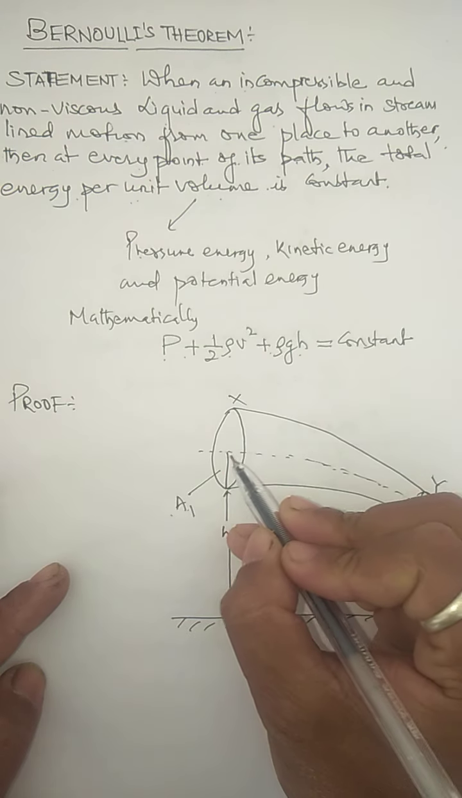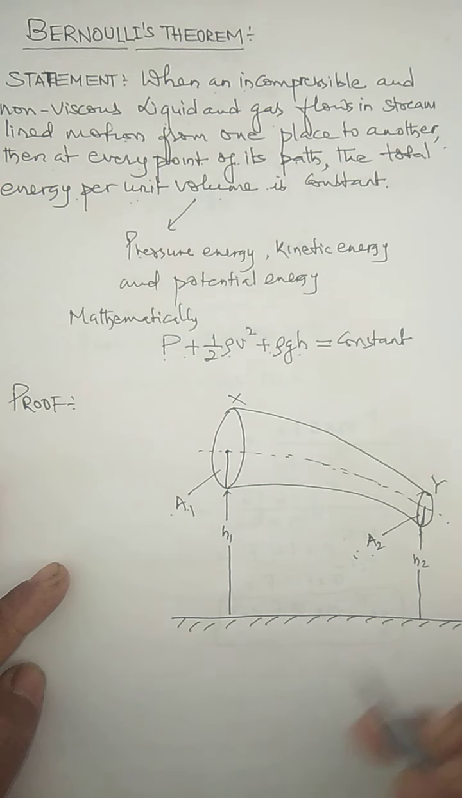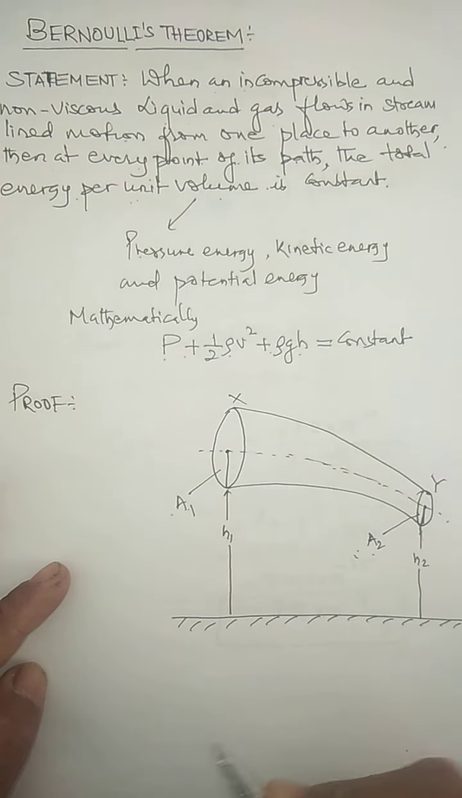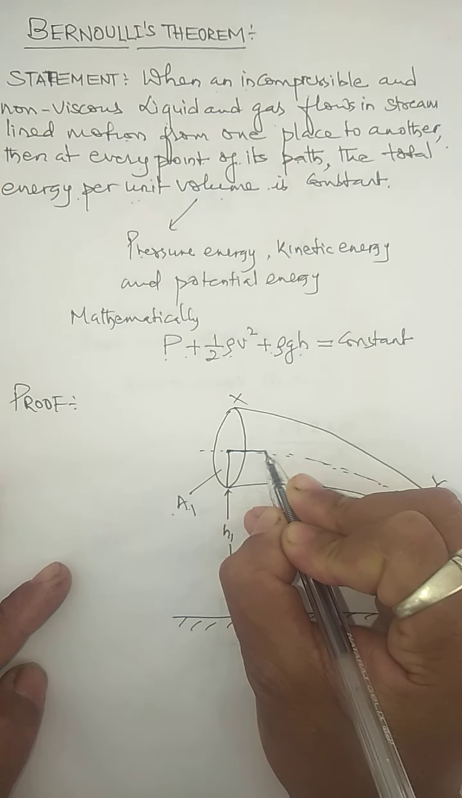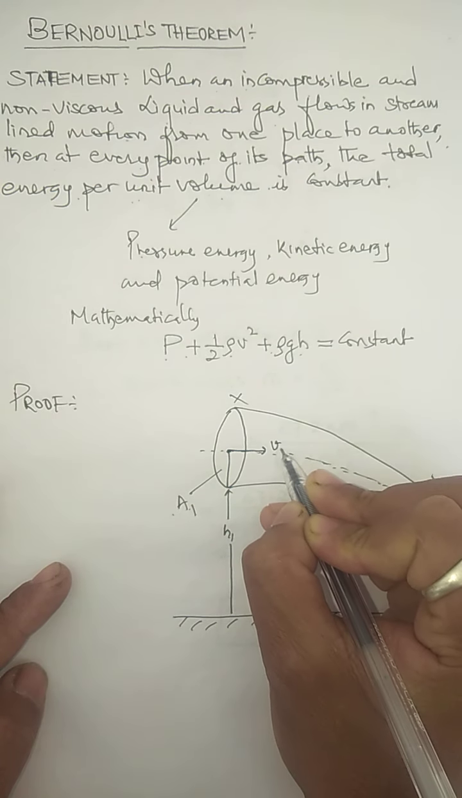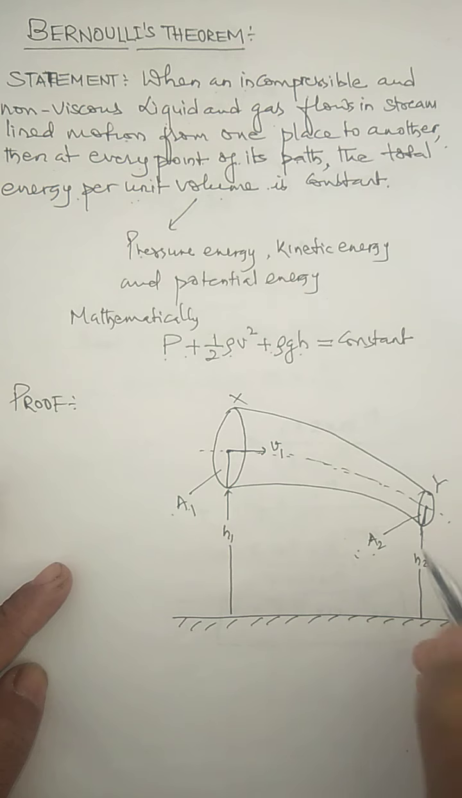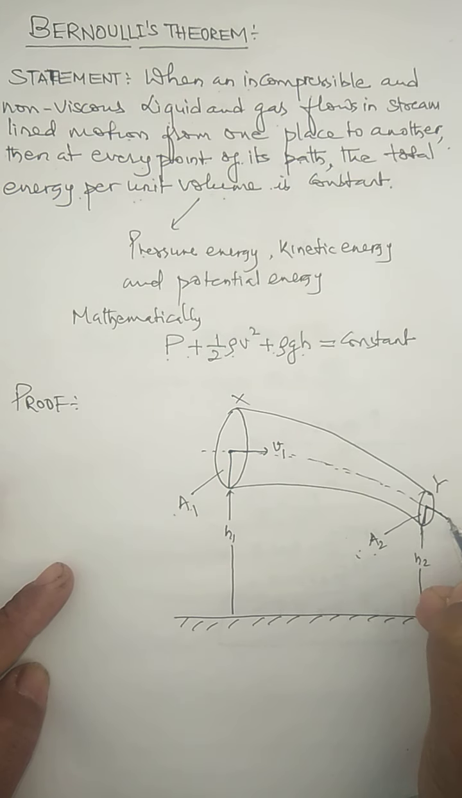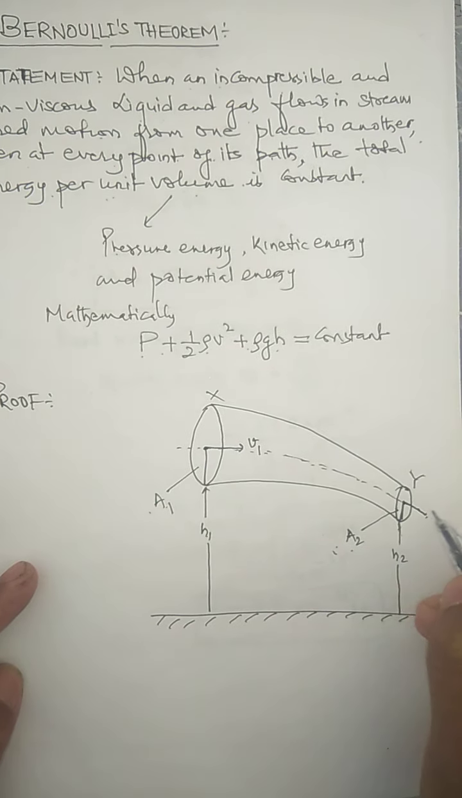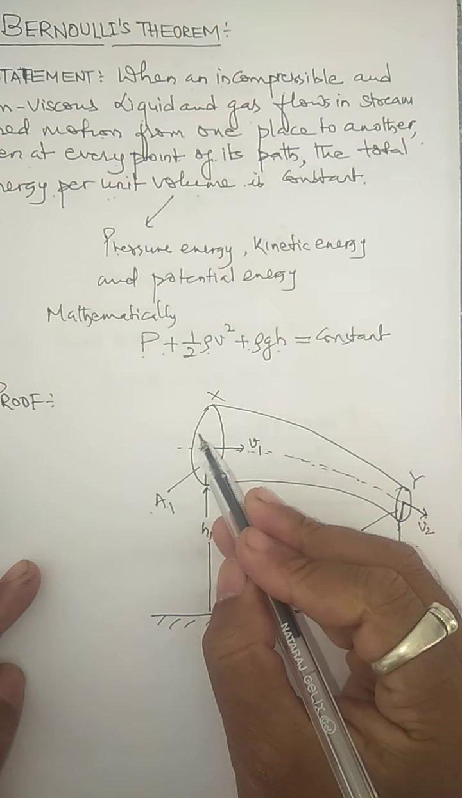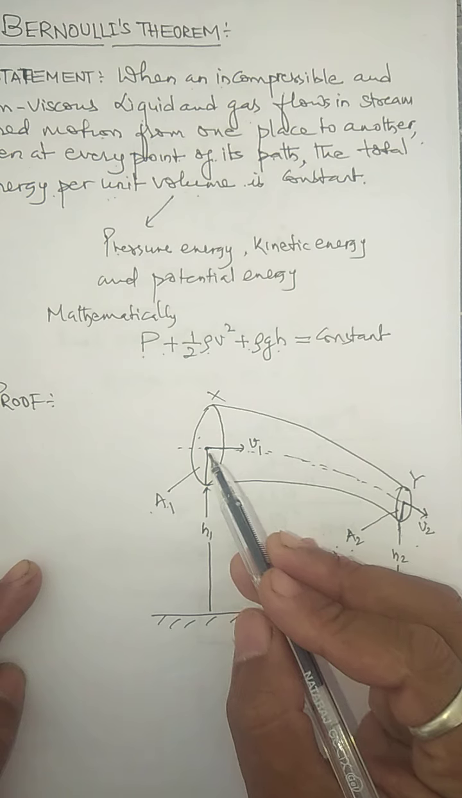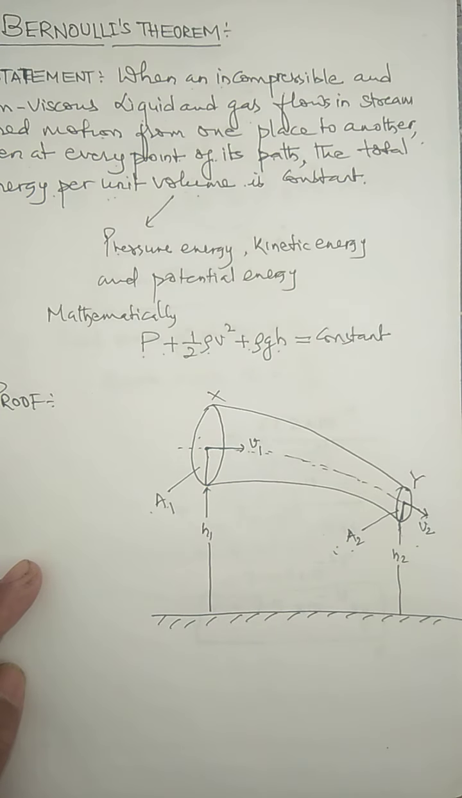So in this case, what happens? The liquid enters from one end and leaves from the other end. When the liquid enters at this end, it enters with a velocity, and this velocity is given by v1. When the liquid leaves from this end, it leaves with a velocity, you can see the diagram, and this velocity is v2. So v1 and v2, children, are the velocities of the liquid entering at X and leaving at Y.